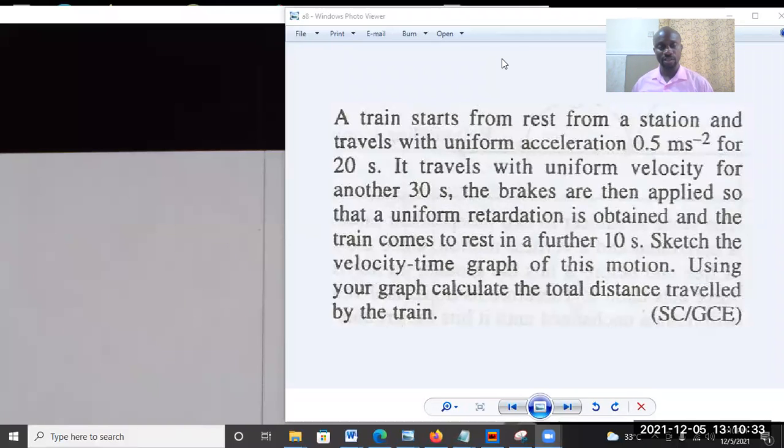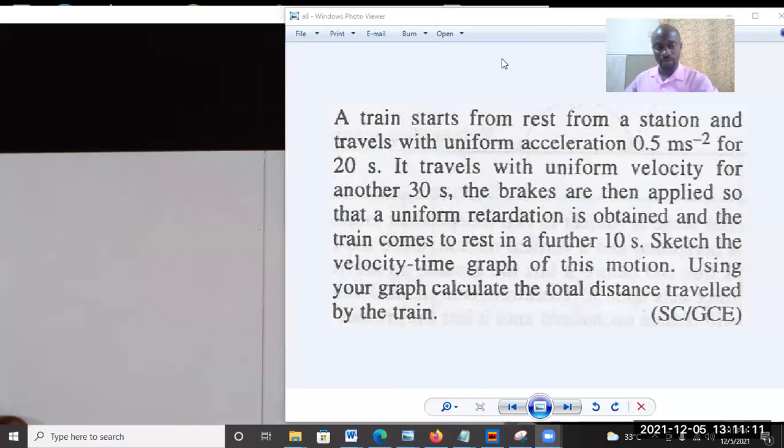Welcome everyone, still on questions in motion. We have a question here that says, a train starts from rest from a station and travels with uniform acceleration 0.5 meters per second squared for 20 seconds. It travels with uniform velocity for another 30 seconds. The brakes are then applied so that uniform retardation is obtained and the train comes to rest in a further 10 seconds. Sketch the velocity time graph of this motion. Using your graph, calculate the total distance traveled by the train.